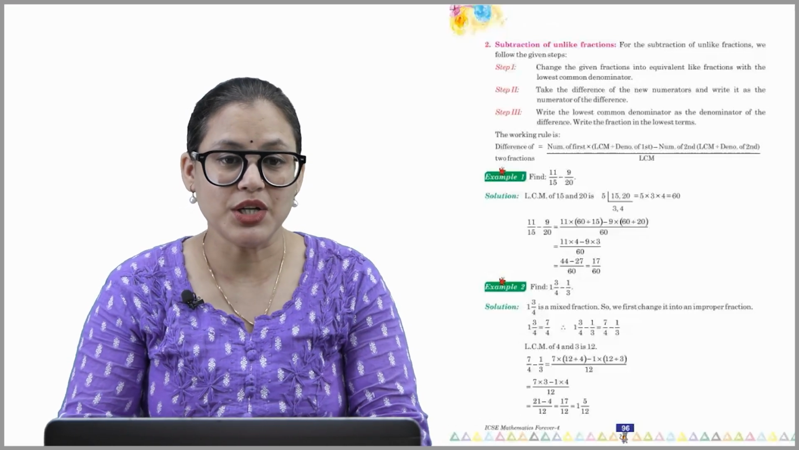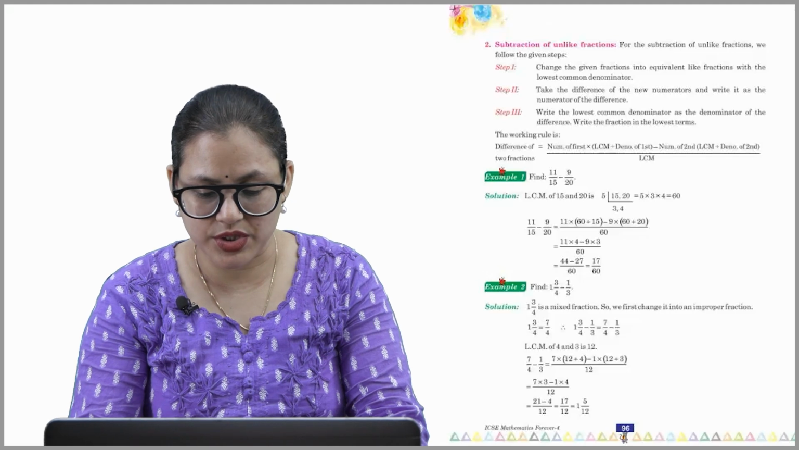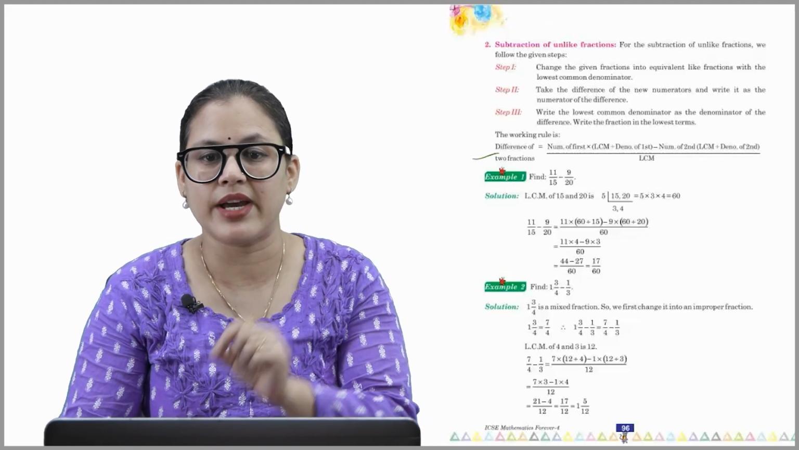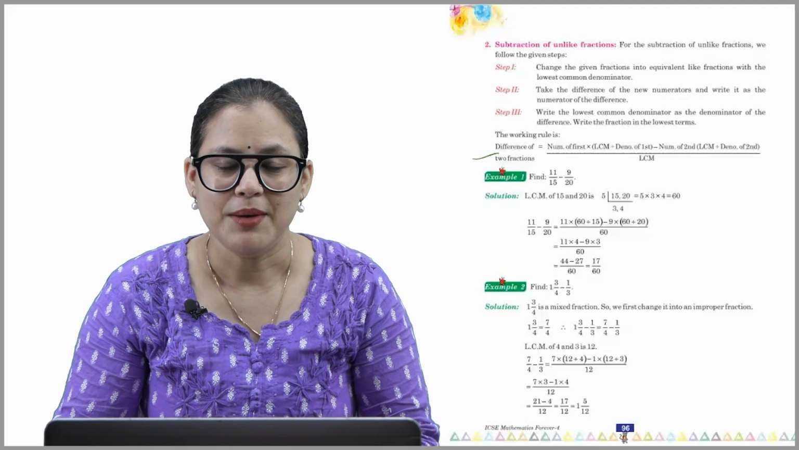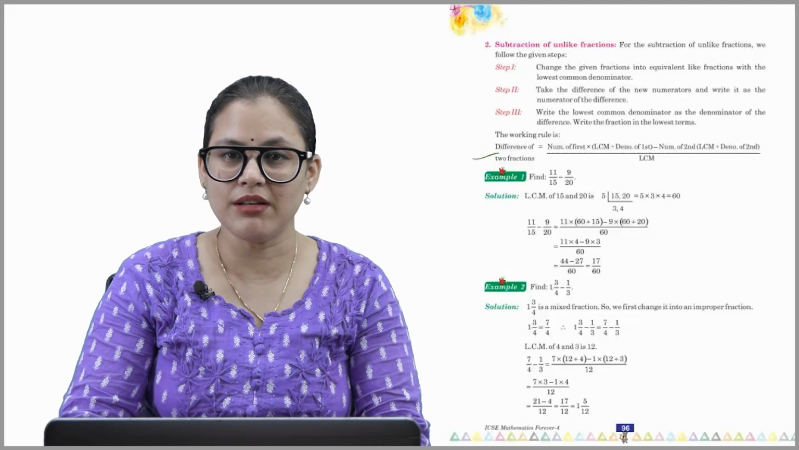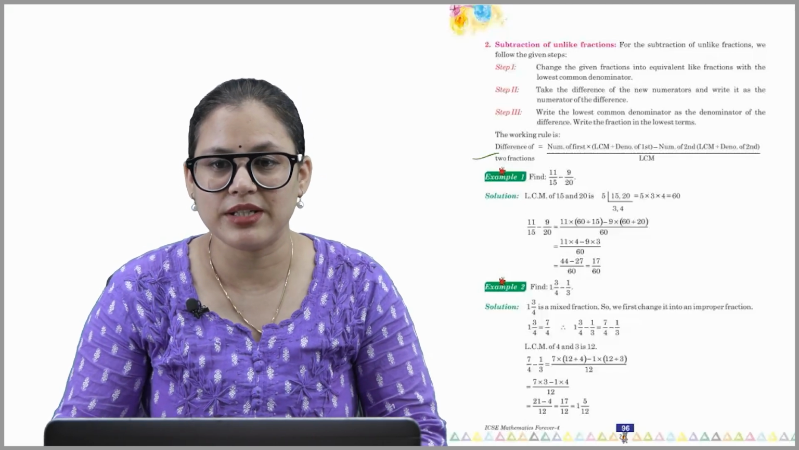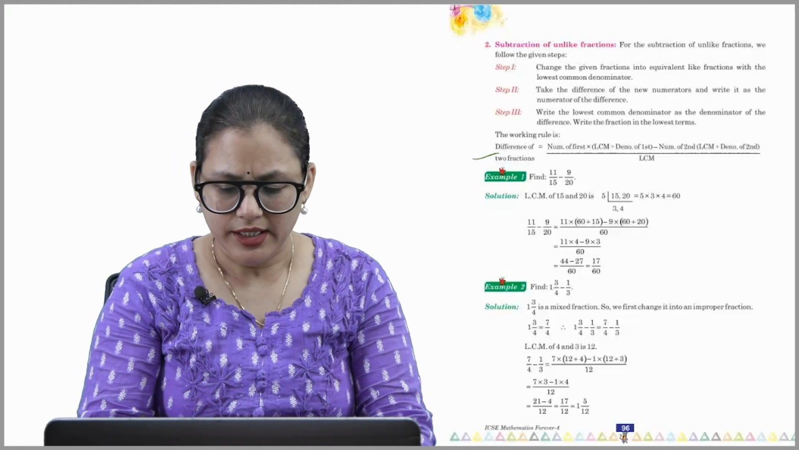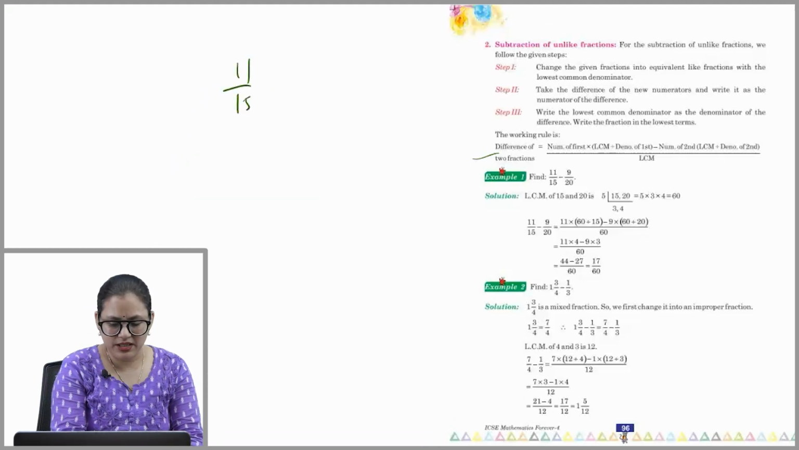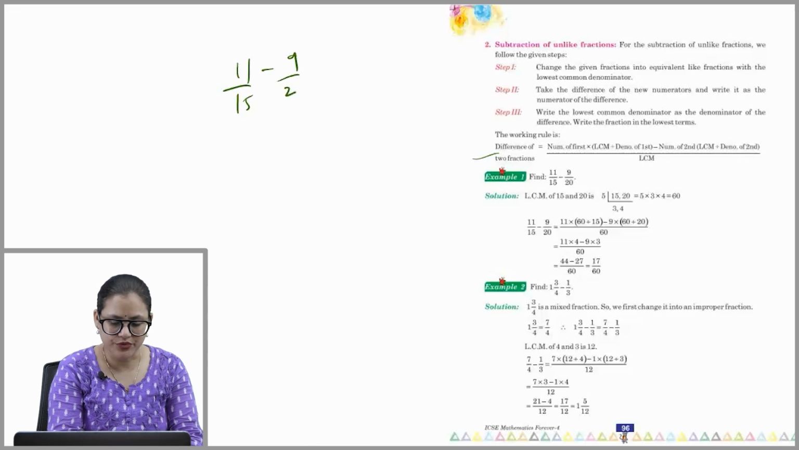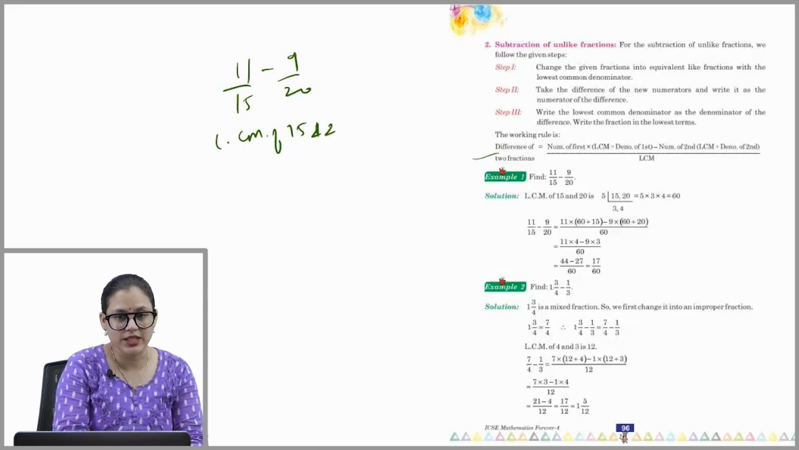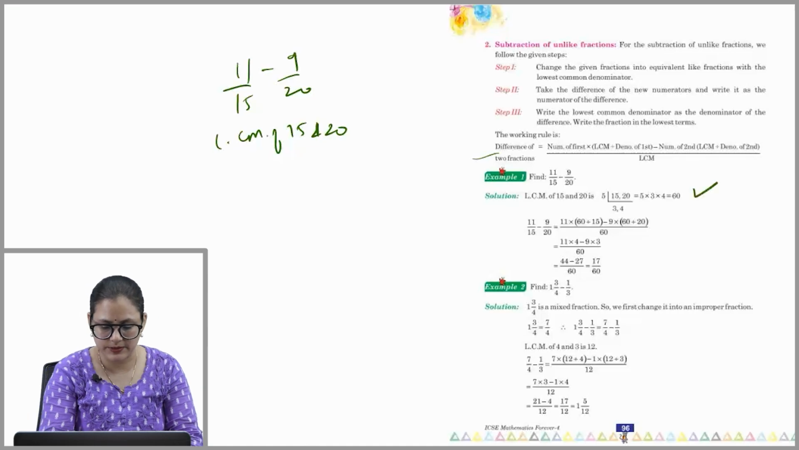Okay. So the working rule is, the difference of two fractions is what? Numerator of first into LCM divided by denominator of first, minus numerator of second, and then in bracket LCM divided by denominator of second, and upon LCM. Okay. See, 11 by 15 and 9 by 20. Okay. So first we will find the LCM of 15 and 20, which is given here, 60.